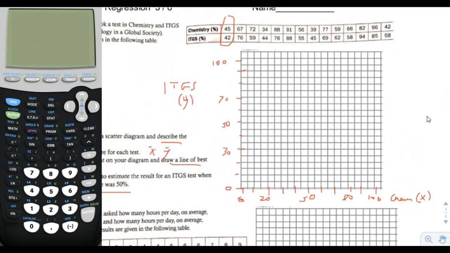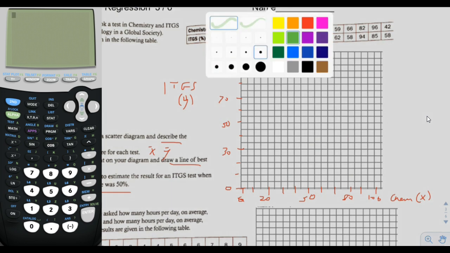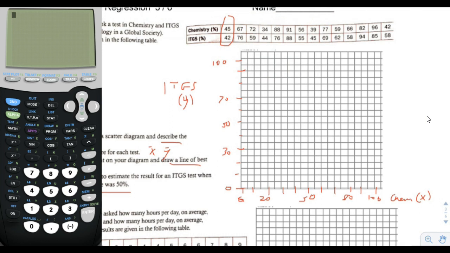Okay, and then we're going to plot these points here. Let's make these red. 45 comma 42 would be about there. 67 comma 76 would be about there, I think. 72 comma 59, there.